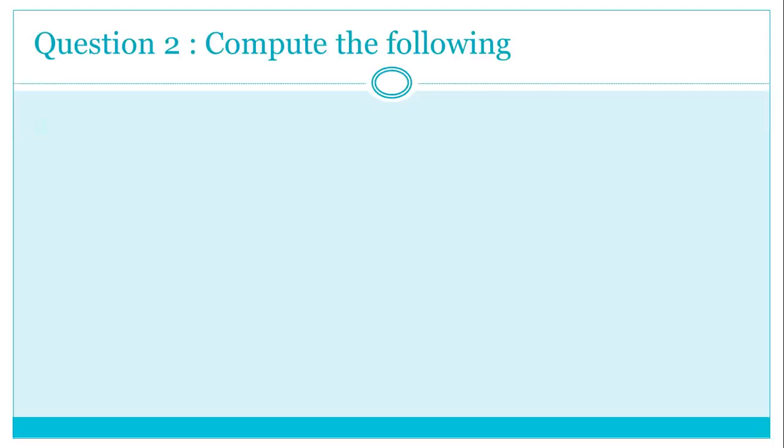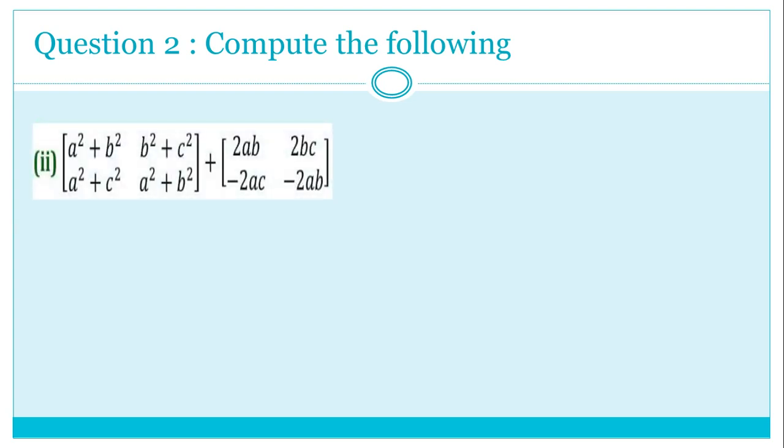So let's start. First we will solve question number 2 of exercise 3.2. Your question number 2 is this. We have two matrices of order 2 by 2. This is your first matrix and this is your second matrix, and the order of both is 2 by 2, and we have to add these matrices.